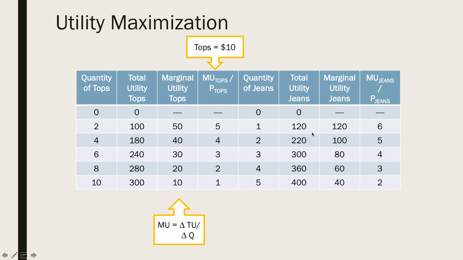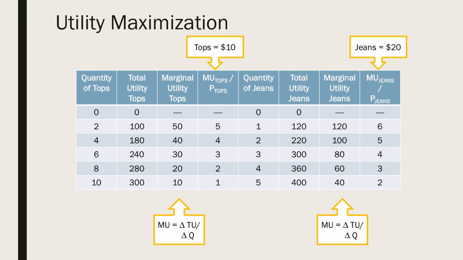If I come over here and do the same steps for my jeans, I take my total utility of 120 and I subtract the previous value of 0. And now I divide by my difference in quantity of 1. So the difference of 120 divided by 1 gives me 120. From my next values, 220 and 120, the difference is 100, again divided by 1, and that's why I have 100 in the second row. My price of jeans is going to be $20, so now I'm going to take every value in this column and divide it by 20 to gain the values in this last column. So 120 divided by 20 is where I found 6.